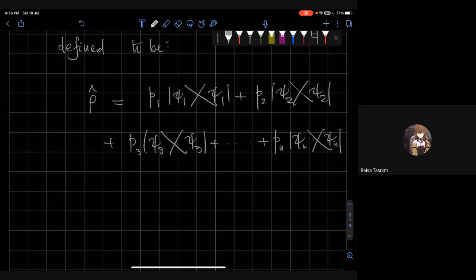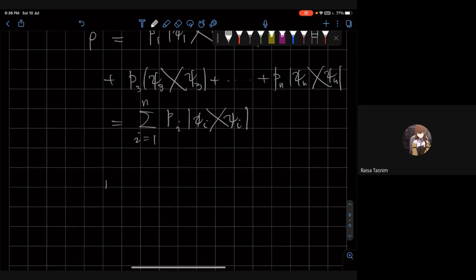So we can employ a summation sign, where i goes from 1 to n, Pi |ψi⟩⟨ψi|, ket psi i bra psi i. Okay. Are you familiar with this object?